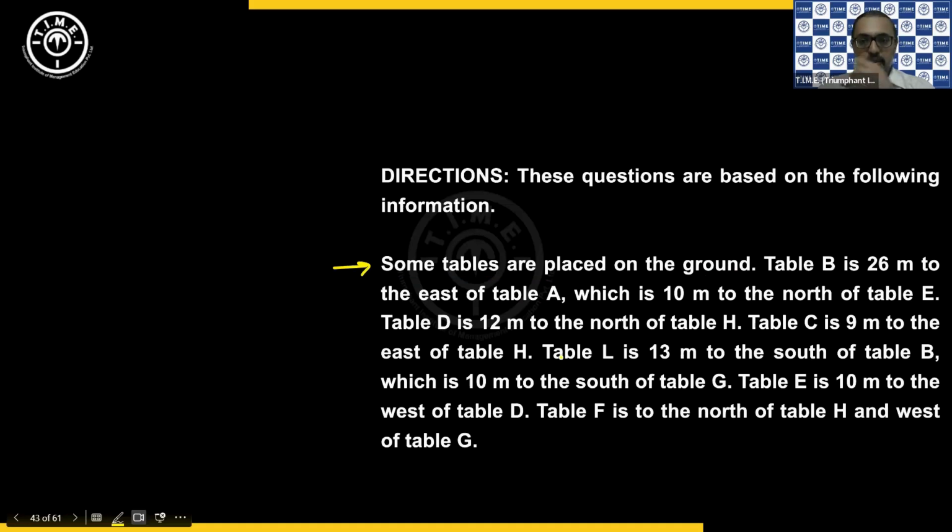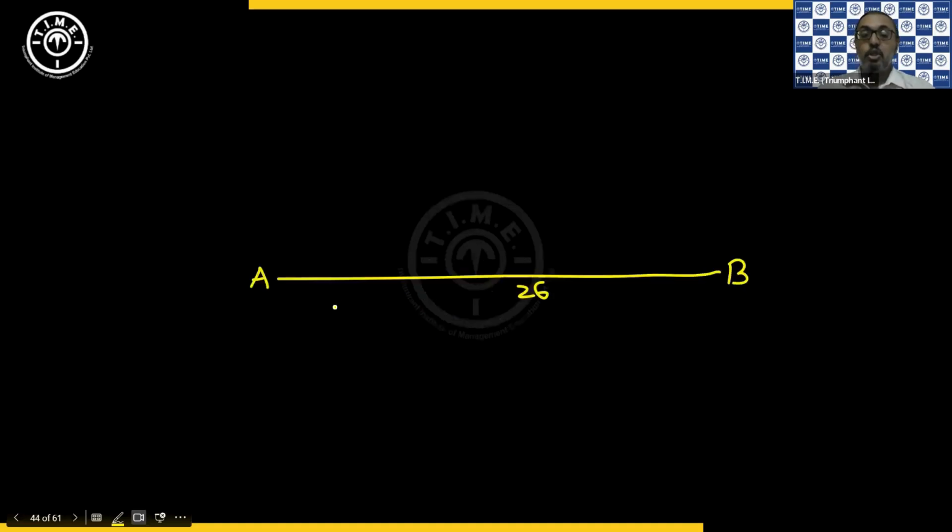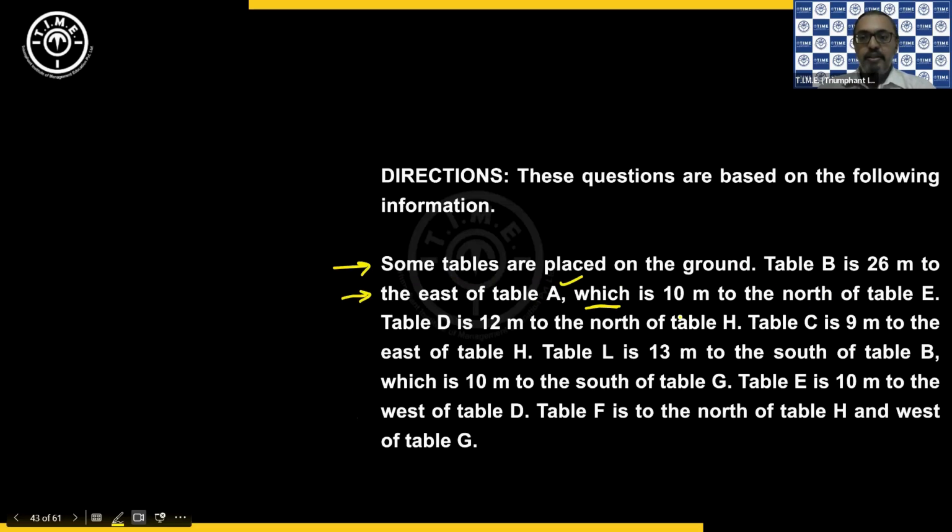Okay. Then A is 10 meters north of E. So A is north of E, 10 meters. So this is 10 and you have E. Okay. Then table D is 12 meters north of H. I don't know where D or H is, so I'll put it here. So we have D north of H, above H, and the distance is 12. And C is 9 meters east of H. East is the right side of H. You have C, that is 9 meters.